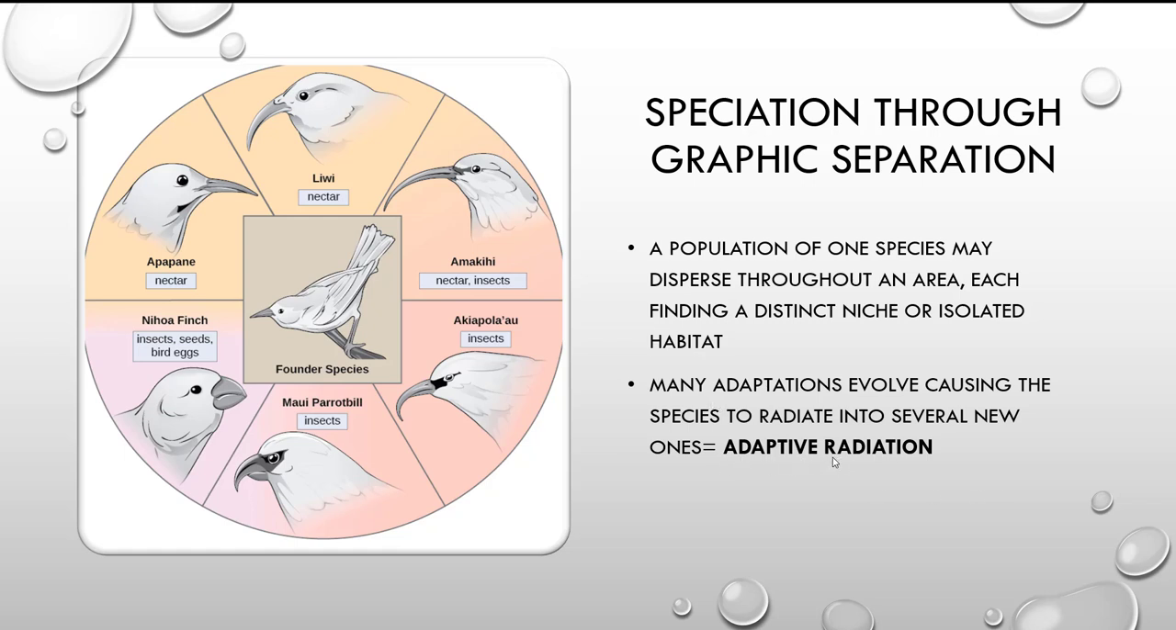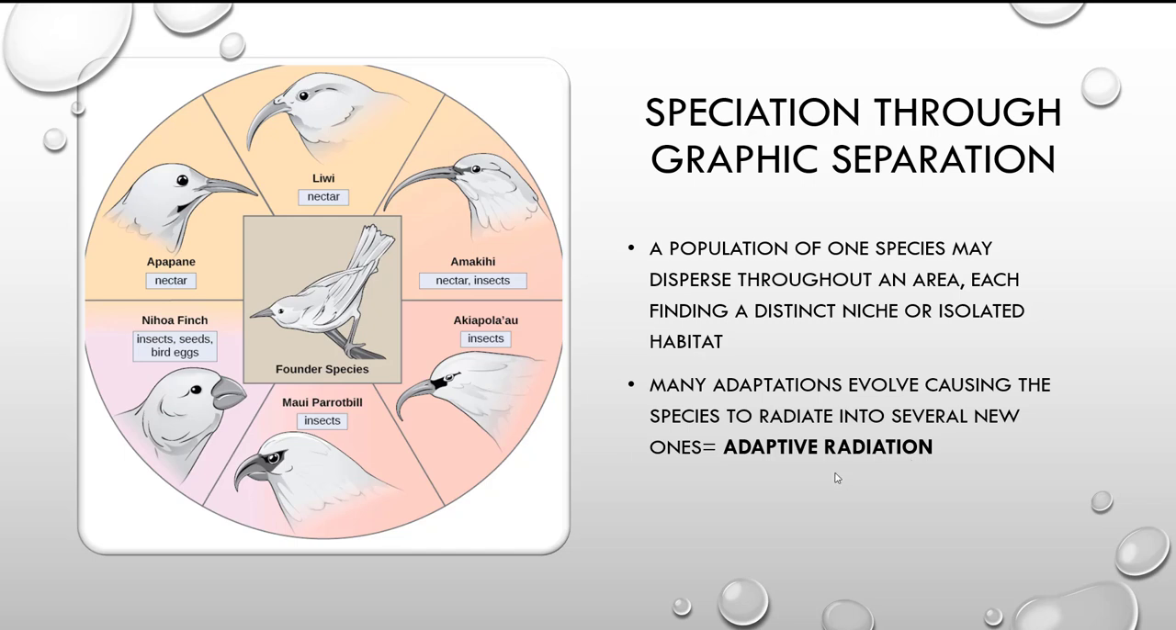And that's what we call adaptive radiation: many adaptations evolving, causing the species to radiate into several new ones. So you can see all of the variety of species that evolved from the same species in a relatively short period of time. That's just because of the abundance of resources. All of these different habitats or niches that the species could fill, they were able to fill with the abundance of resources that were available. Okay, so that's adaptive radiation.